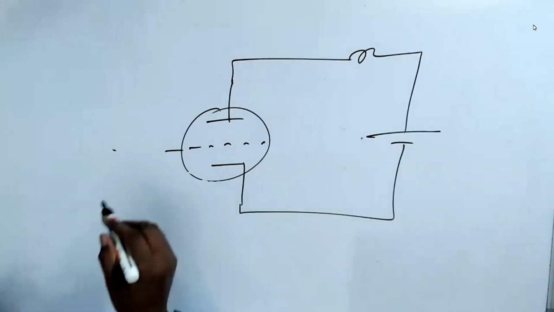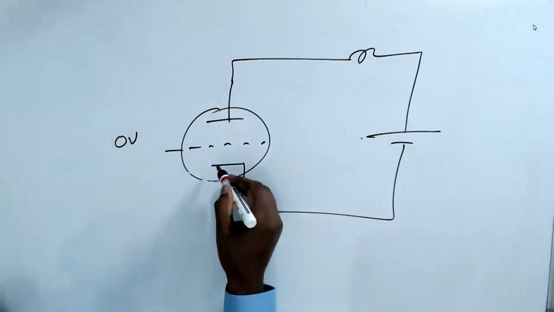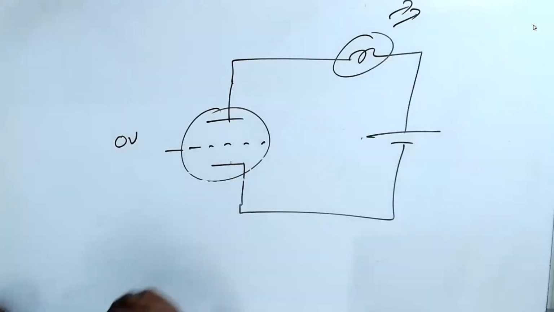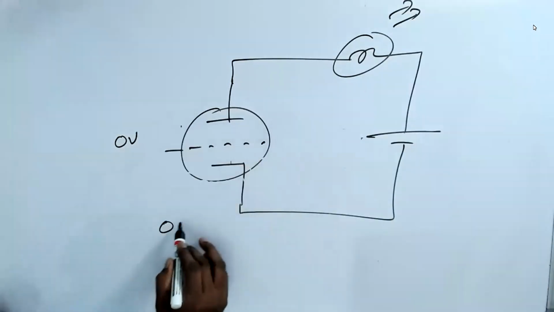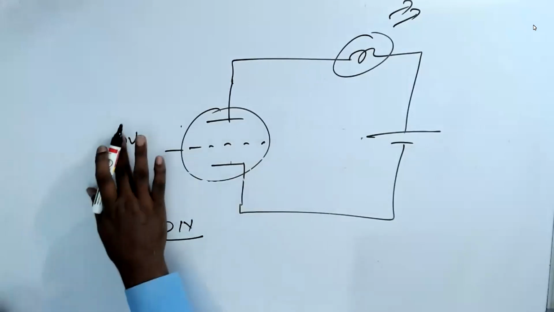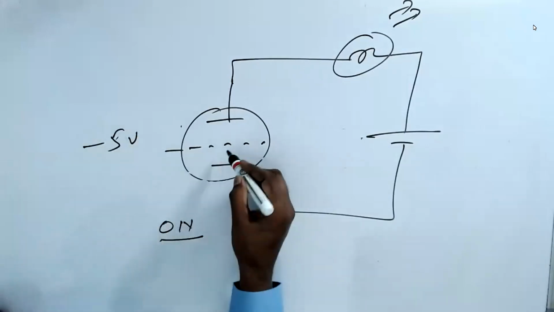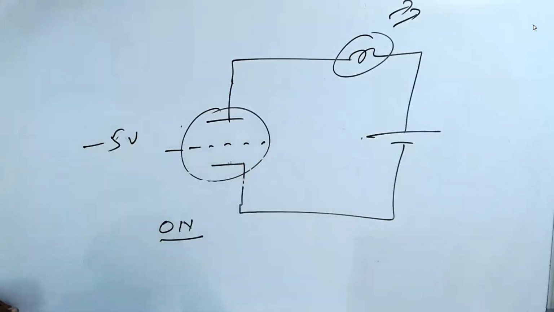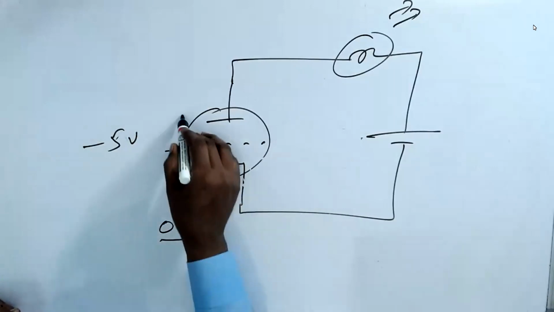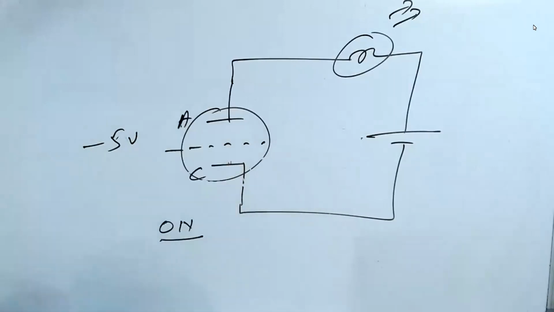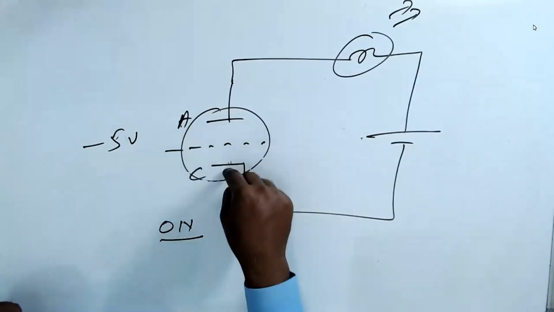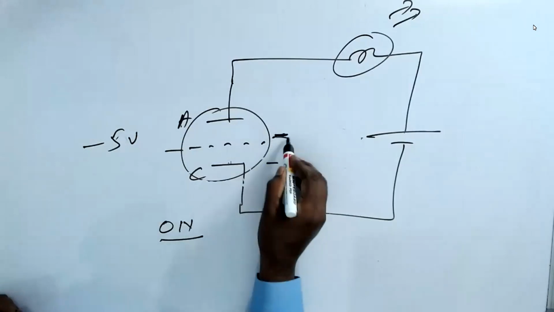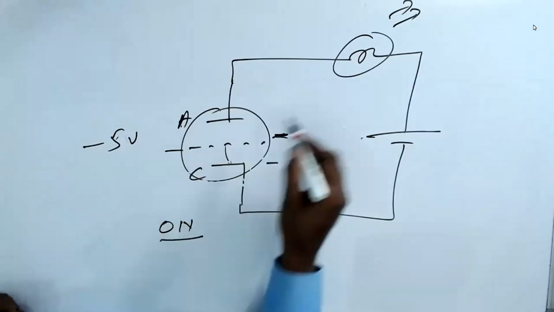Here, if you apply 0 voltage, there is no effect. The current is going to flow, and the bulb is going to glow. You can call this on. Now, when it is given minus 5 volt, it is going to block all the electrons. Whatever comes from the cathode toward the anode is blocked by the grid, because the grid is negative, electron is negative, and negative repels negative. So no flow, and the bulb is going to be off.